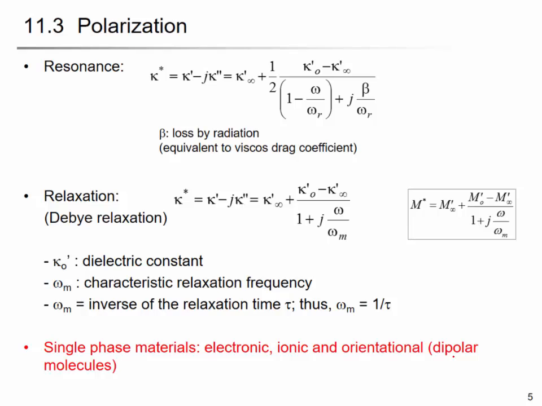So as we just saw, there's a resonant type of behavior and a relaxation type of behavior. And the resonant type of behavior can be expressed with this equation. Here kappa prime naught is the permittivity at low frequency, almost at zero frequency, and kappa prime infinite is the permittivity at very high frequency. Okay? And omega R is the resonant frequency. And beta is equivalent to the viscous drag coefficient, like the C in the single degree of freedom system. It's a loss by radiation, so it's a loss term.